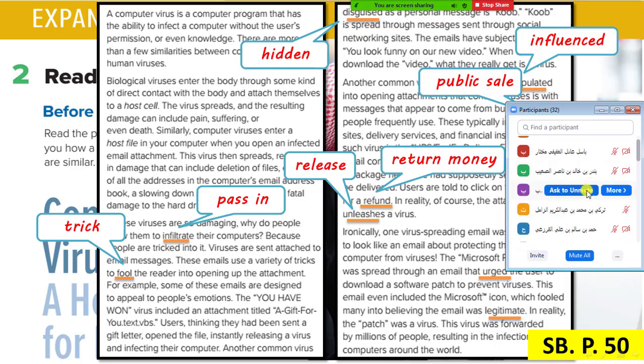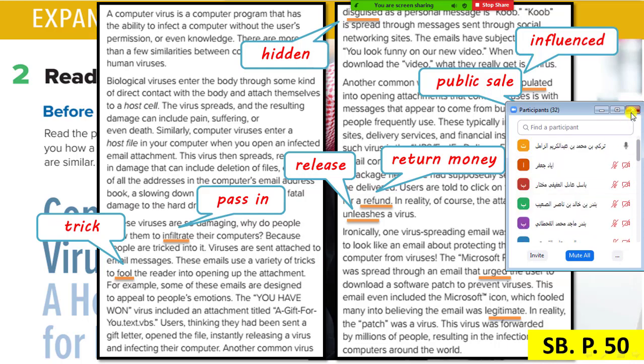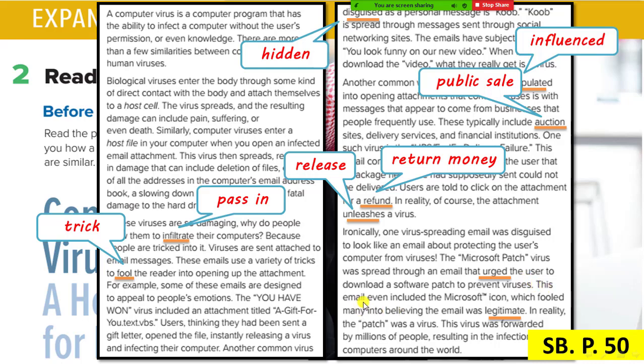Another one. Turki. Hello, sir. تفضل يا تركي كمل لو سمح. This email even included the Microsoft icon, fooling people into believing the email was legitimate. Legitimate means legal. Okay. يعني يعرفك ان الايميل ده كأنه ايميل حقيقي او ايميل قانوني. In reality, ولكن في الواقع, the patch was a virus. This virus was provided by.